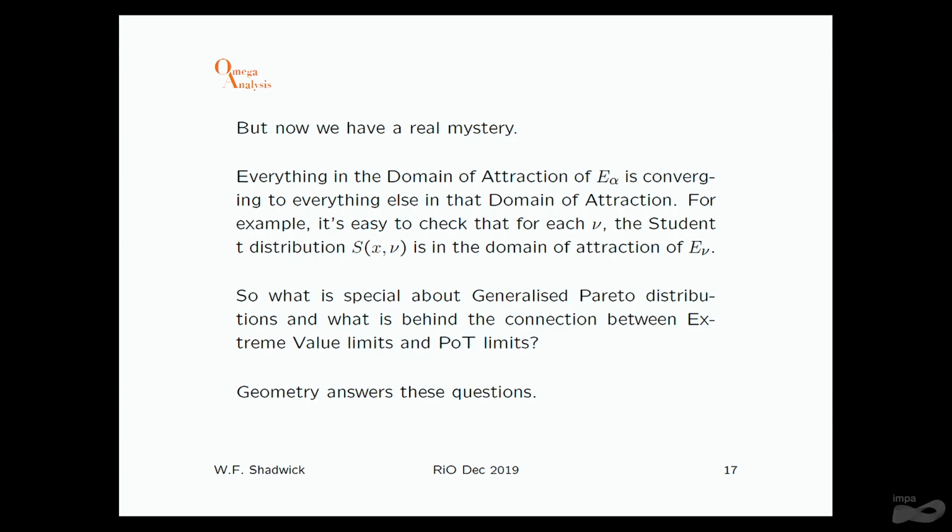But now, this is presented typically in the extreme value theory descriptions as if there's nothing to ask questions about. But it certainly occurred to me to wonder, what's so special about these distributions? Everything that's in the domain of attraction of one of the extreme value distributions is getting close to everything else. Right? They're all going to the same place. What's so special about these ones? And it turns out that the geometry answers these questions. What's the connection between these extreme value limits and peak over threshold limits?